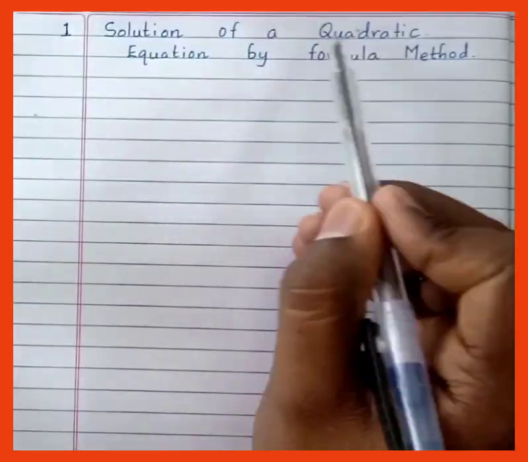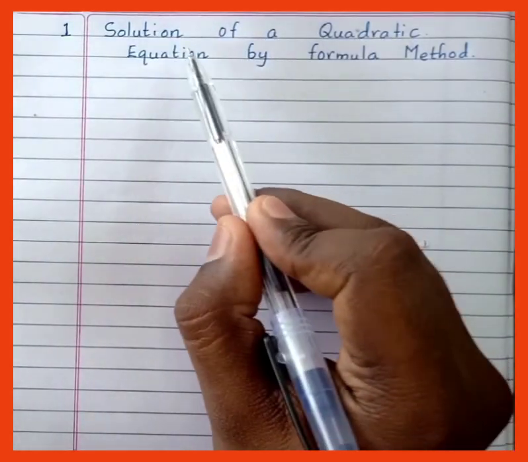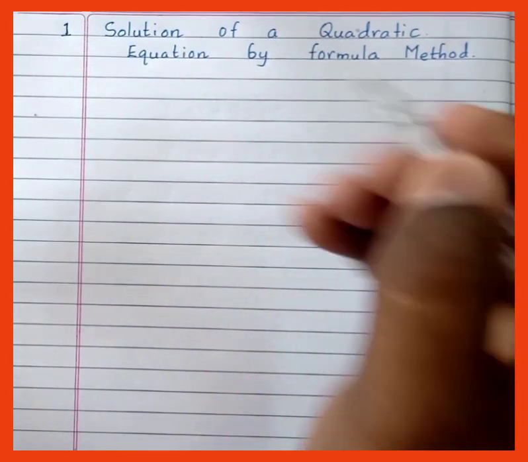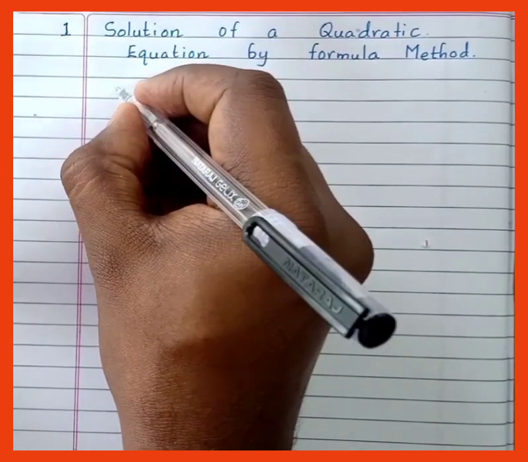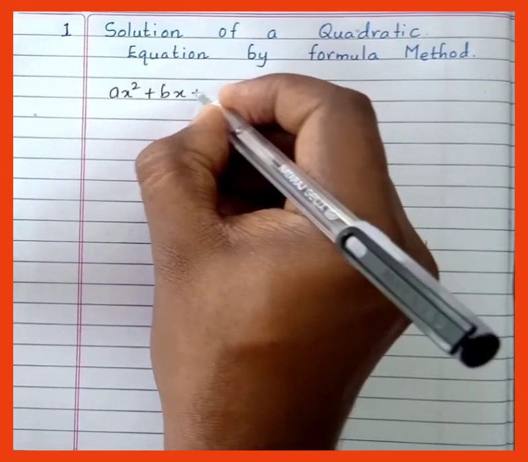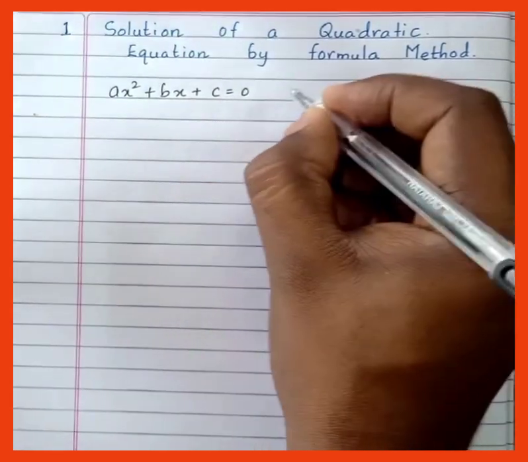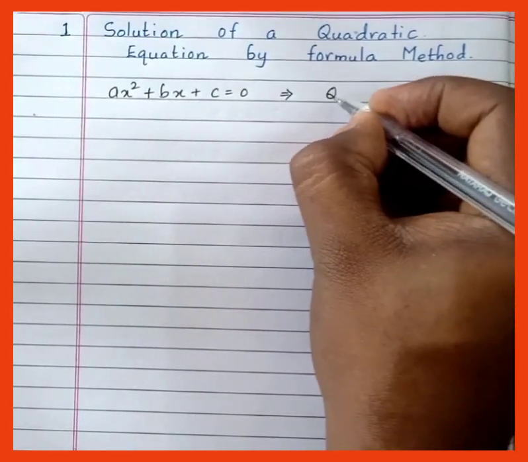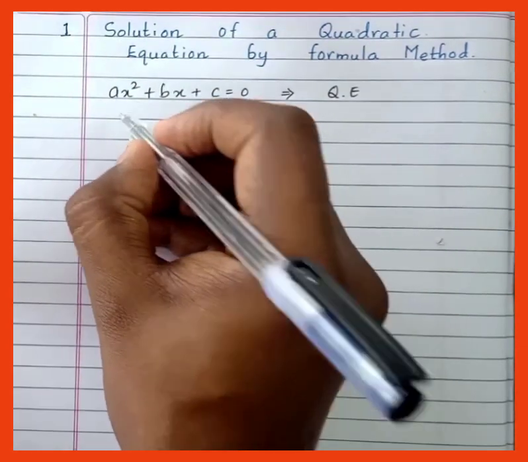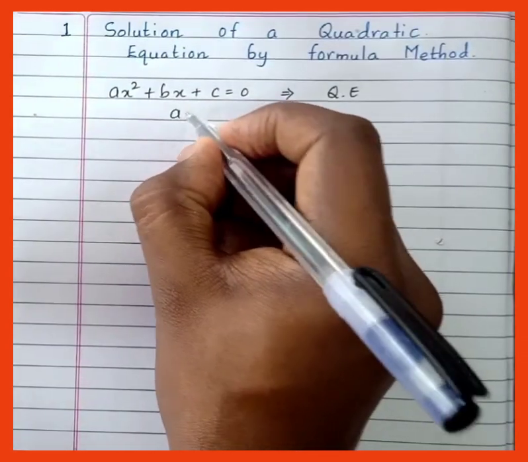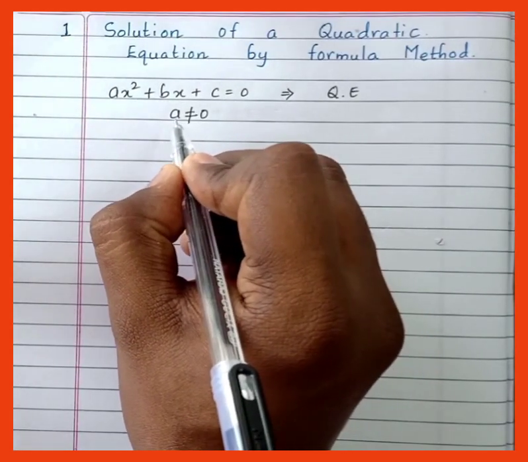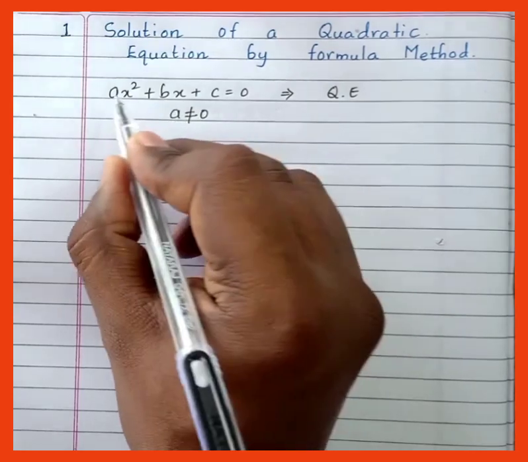Solution of a quadratic equation by formula method, which is an important concept and a very important 2-mark question for the exam. Any equation which is of the form ax square plus bx plus c equals 0 is called a quadratic equation, and the condition is that a should not be equal to 0.